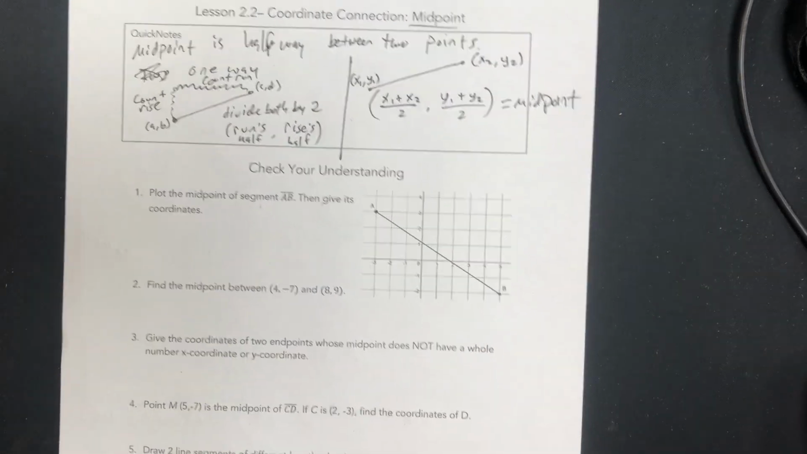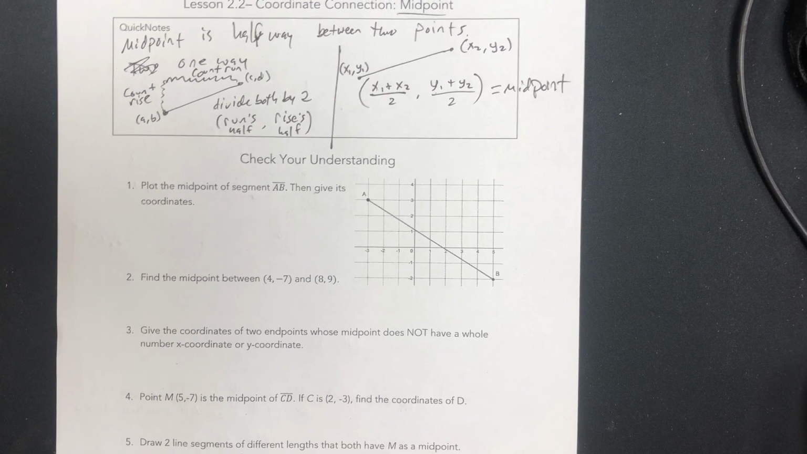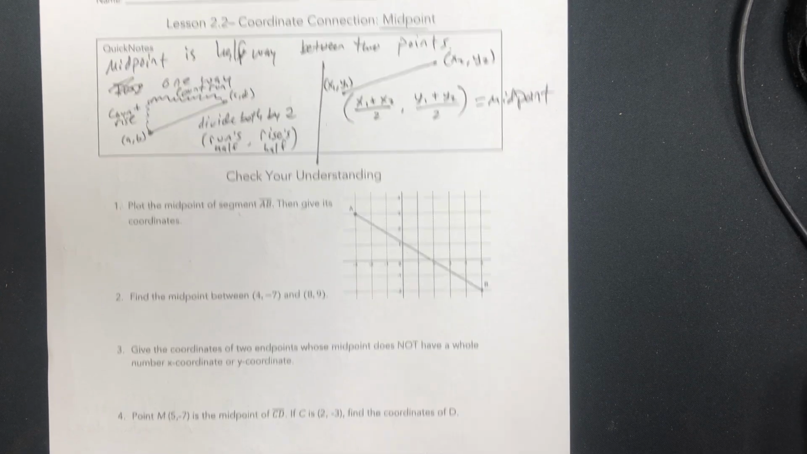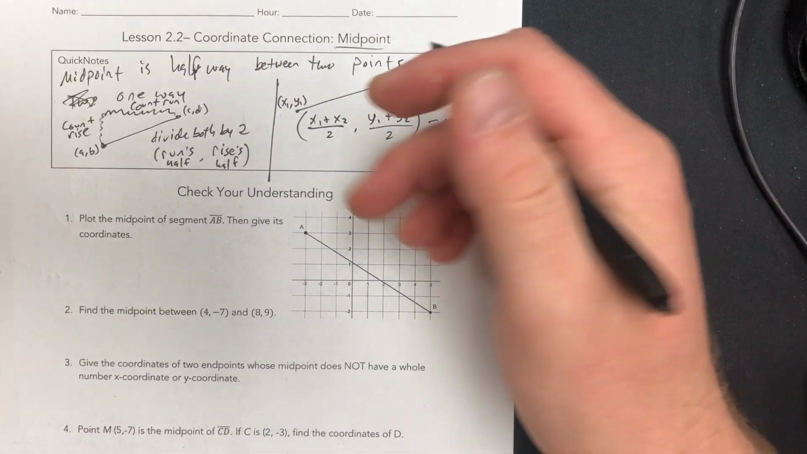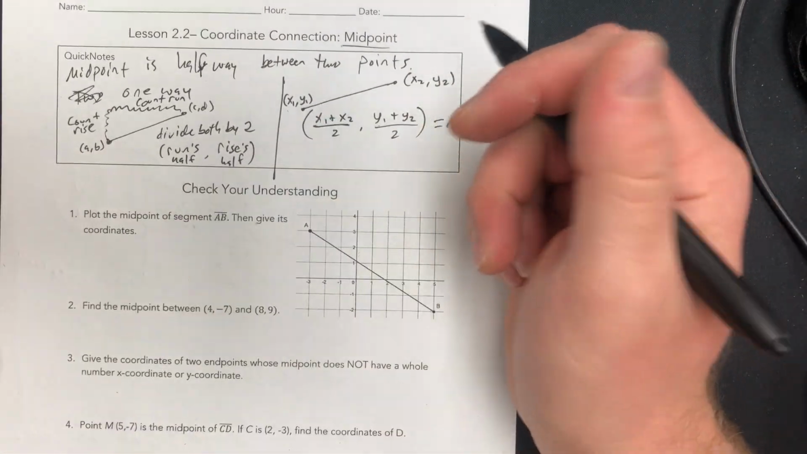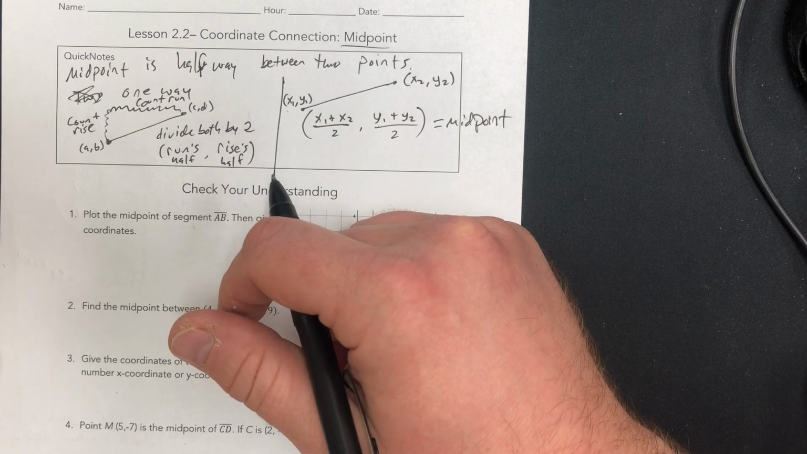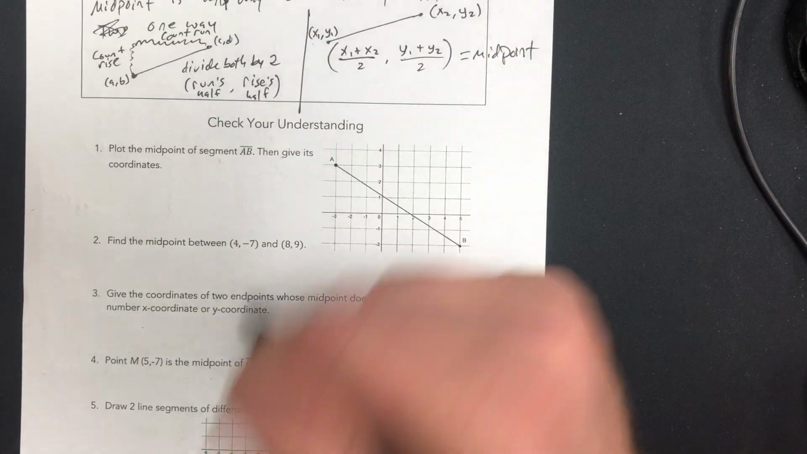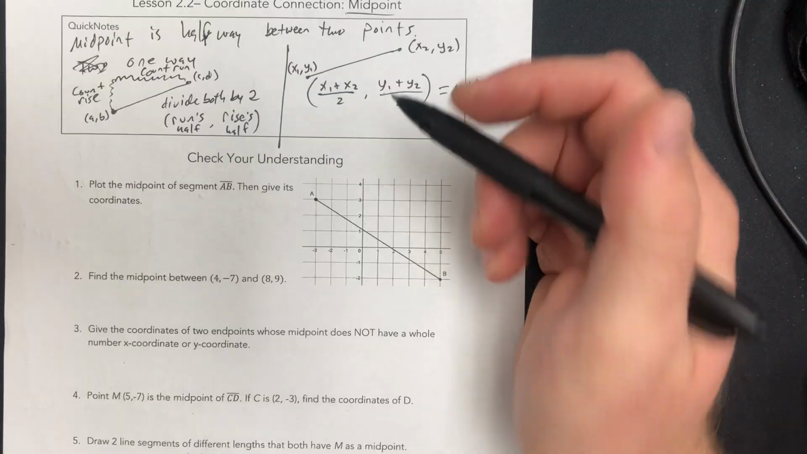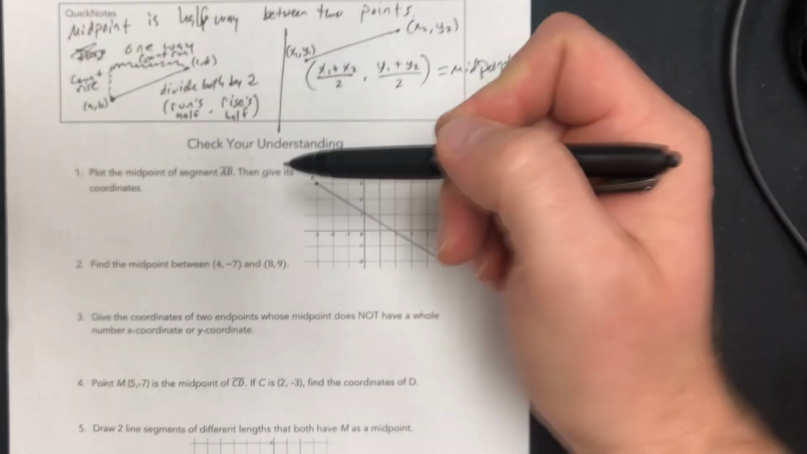All right. So plot the midpoint of segment AB, then give its coordinates. So you can do this in either way, and it's going to work. So again, you should try these, see what you can handle, and then I'll go through it. I'll wait. No, just kidding. So seriously though, go try it, pause, then come back. Let's see. Plot the midpoint of segment AB, then give its coordinates.